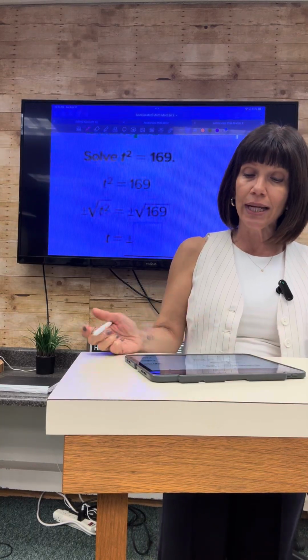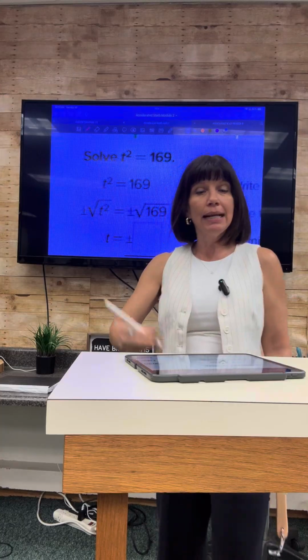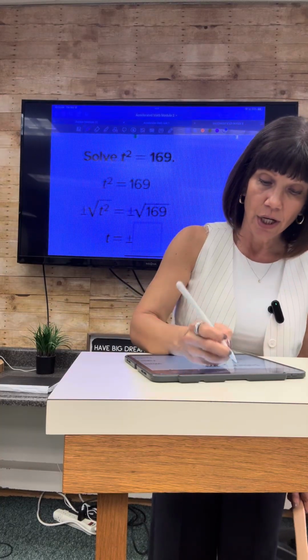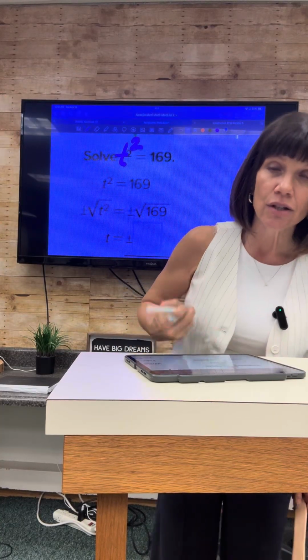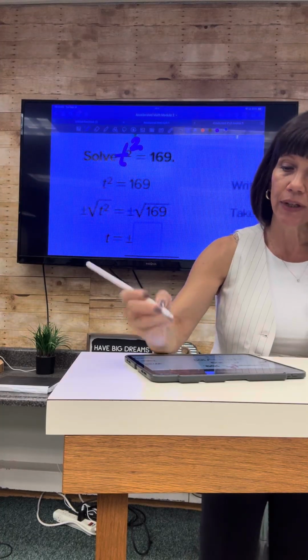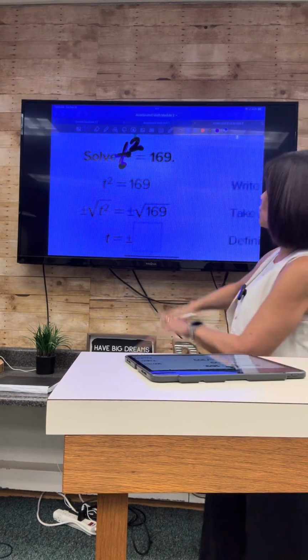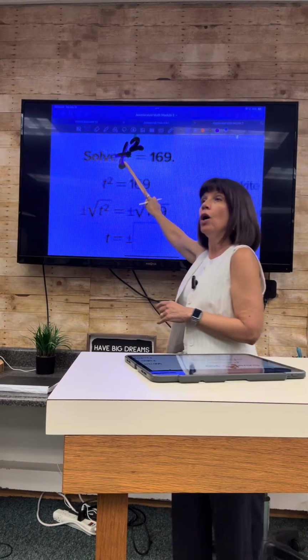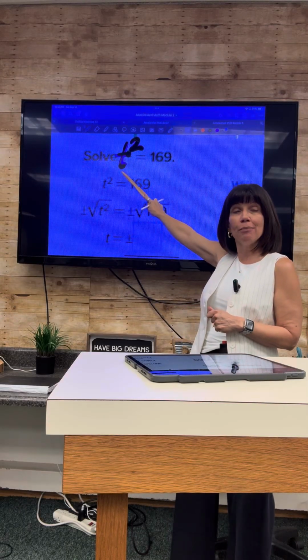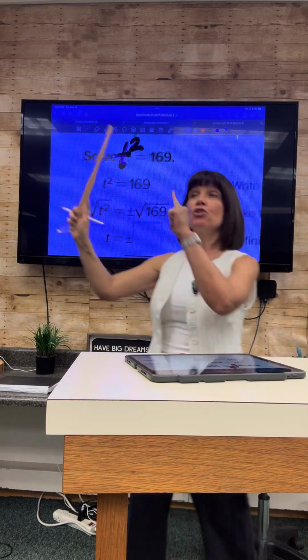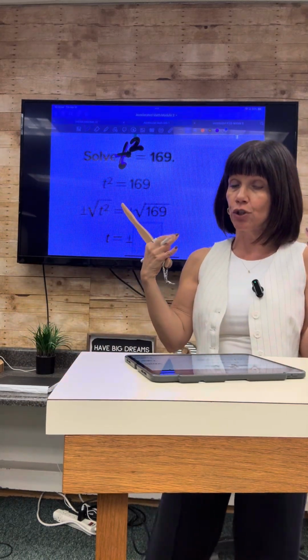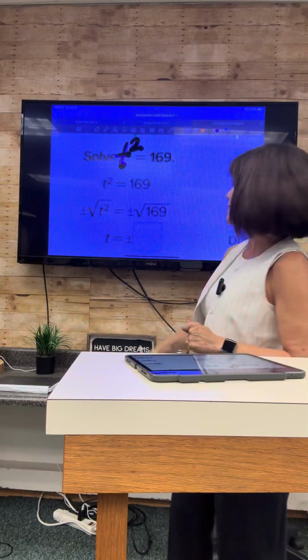Solve t squared equals 169. Now, I will ask you again. This says t squared. I don't think it shows up on the TV, so let me write it in black here. T squared, right here. What is the appropriate label for that t, class? Is it square root or is it square? On the count of 3. 1, 2, 3. Square. Excellent.